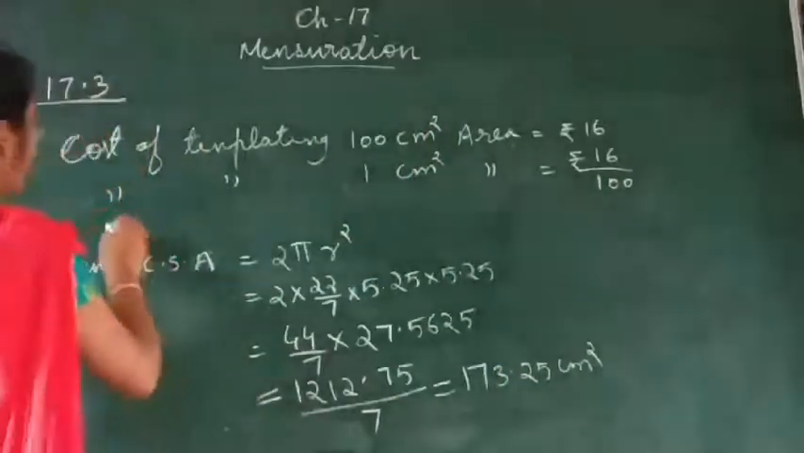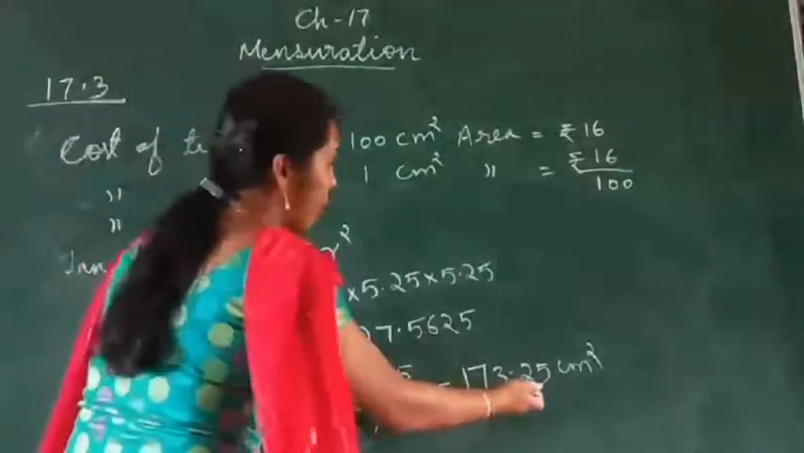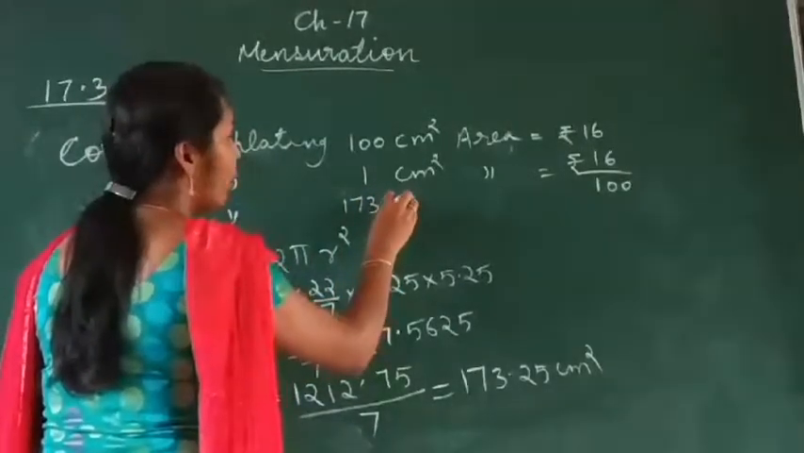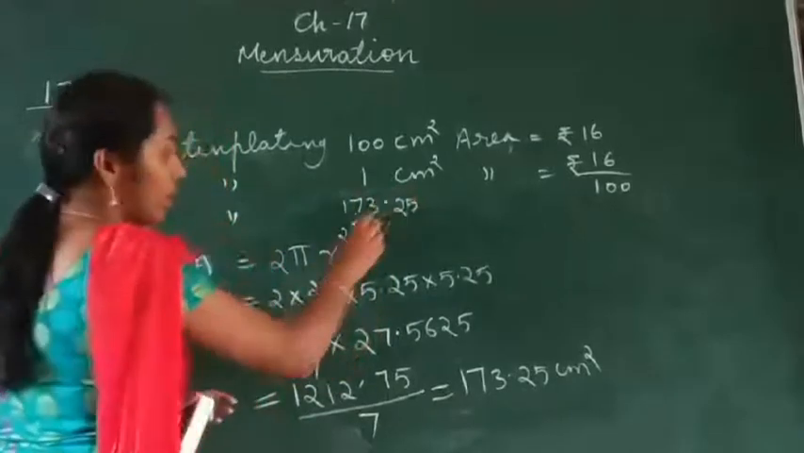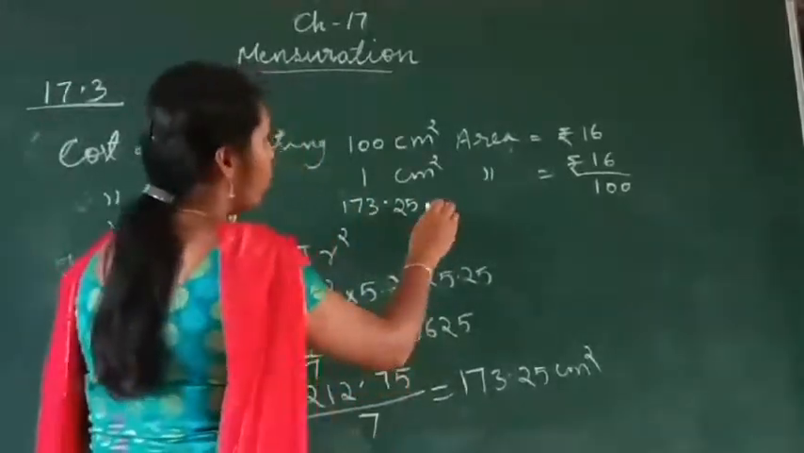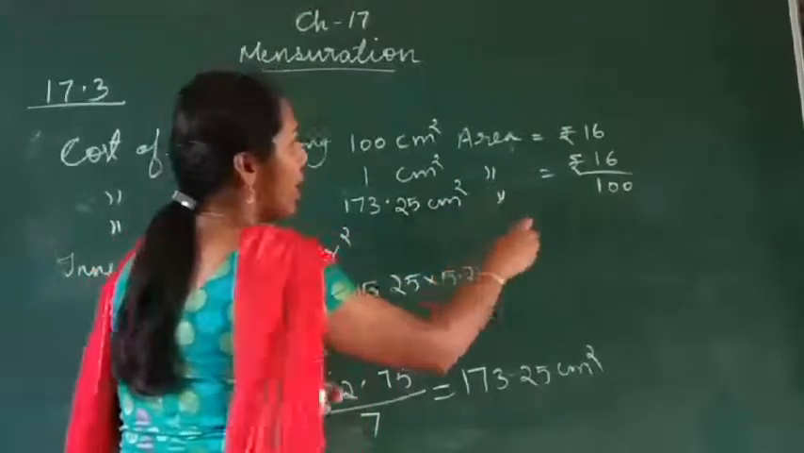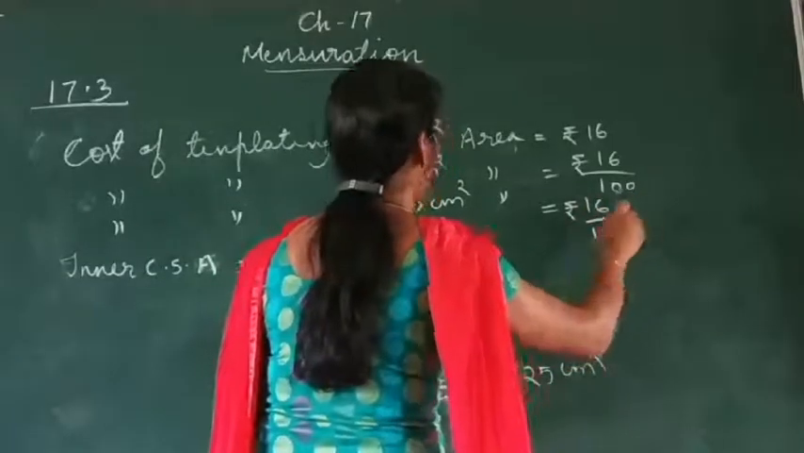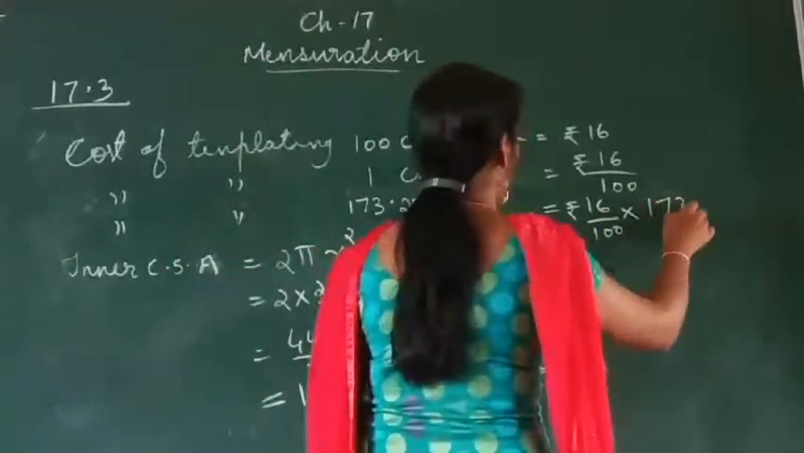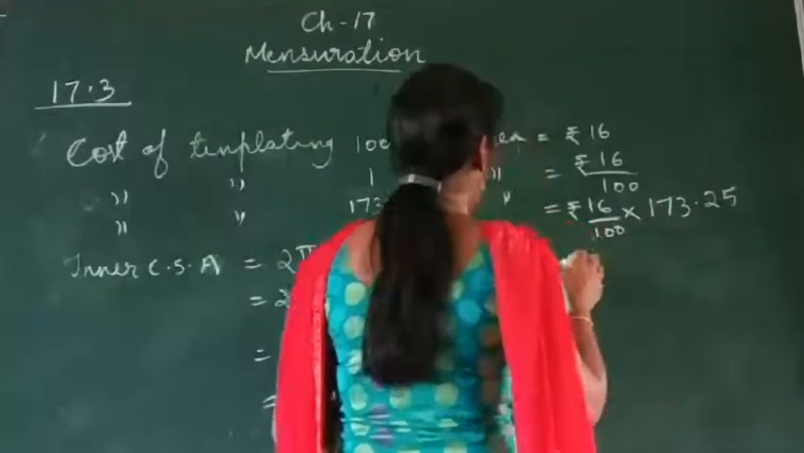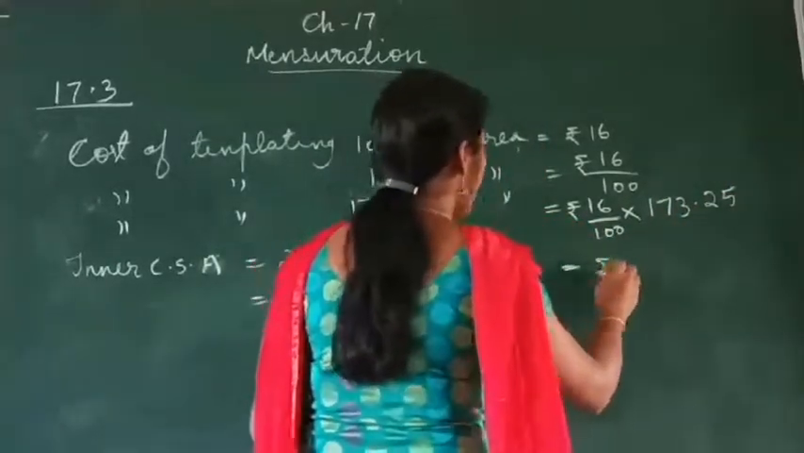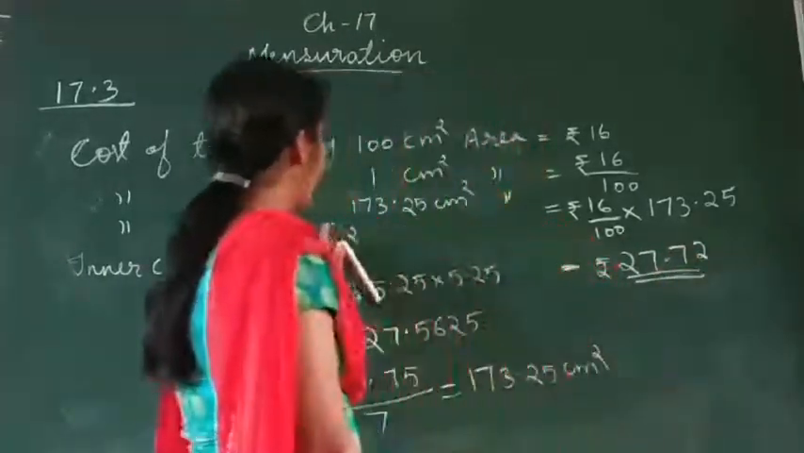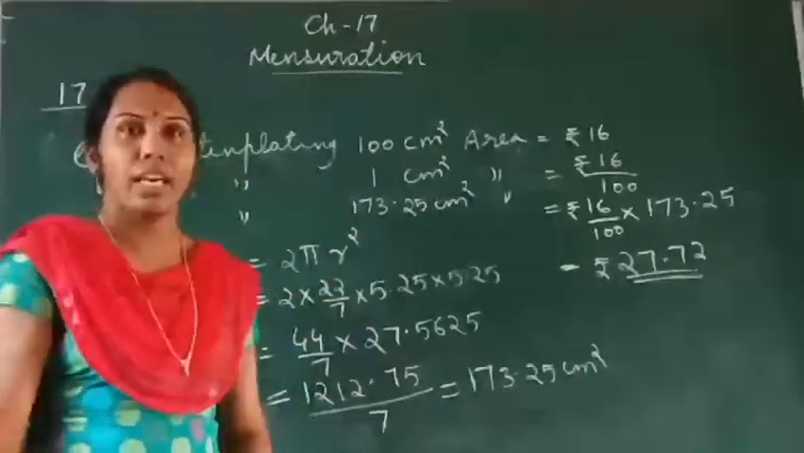Now cost of tin plating the area we have obtained, that is 173.25, that is the area of the bowl which we need to tin plate. That is 173.25 centimeter square of area. That is equal to rupees 16 by 100 into 173.25. So by calculating it, we will get rupees 27.72. That is the cost of tin plating 173.25 centimeter square of area.